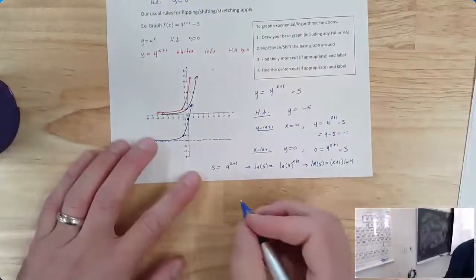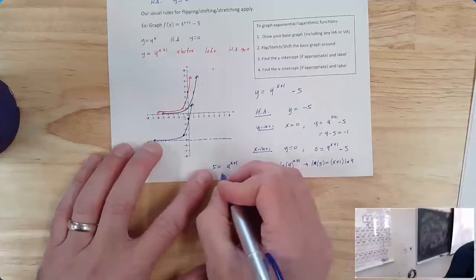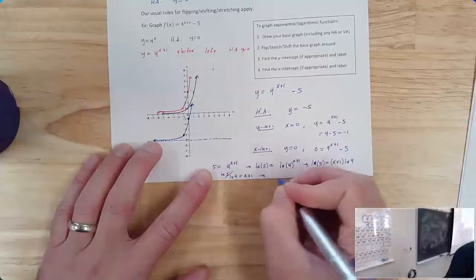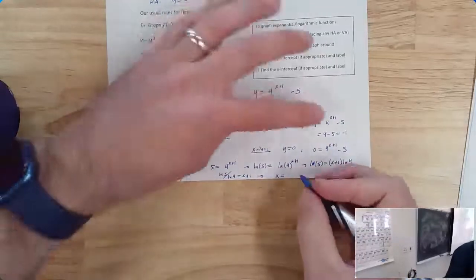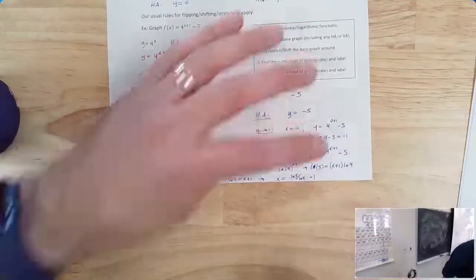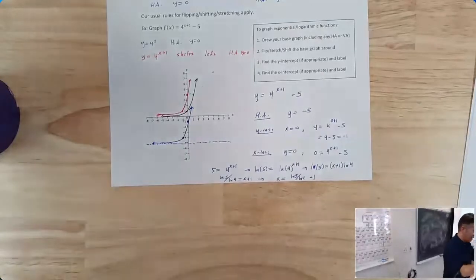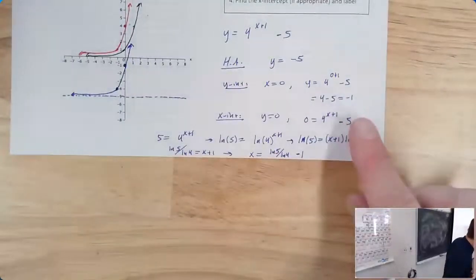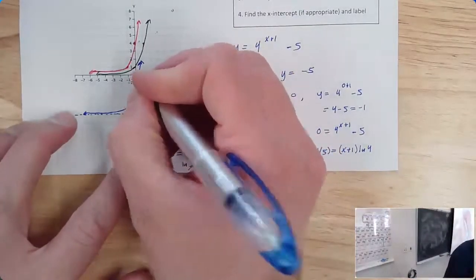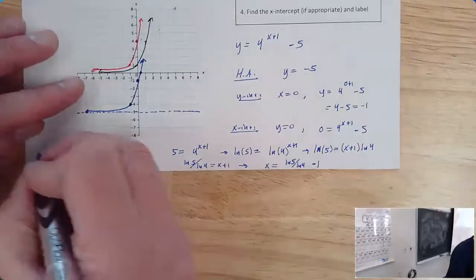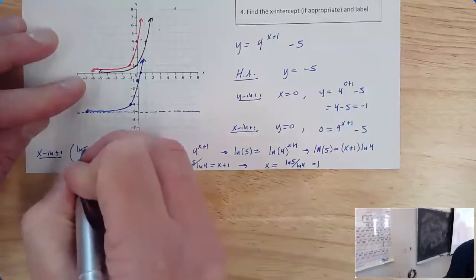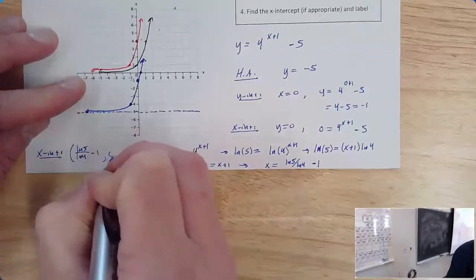And then I'm going to divide: natural log of 5 divided by natural log of 4 equals x plus 1. And finally, x equals the natural log of 5 over the natural log of 4 minus 1. Sorry for having to squeeze that in there so much. So there's your not very nice looking x-intercept. Natural log of 5 over natural log of 4 minus 1. But there is an x-intercept and we should find it. Sometimes they're a lot nicer. So our x-intercept here is natural log of 5 over natural log of 4 minus 1, comma 0.